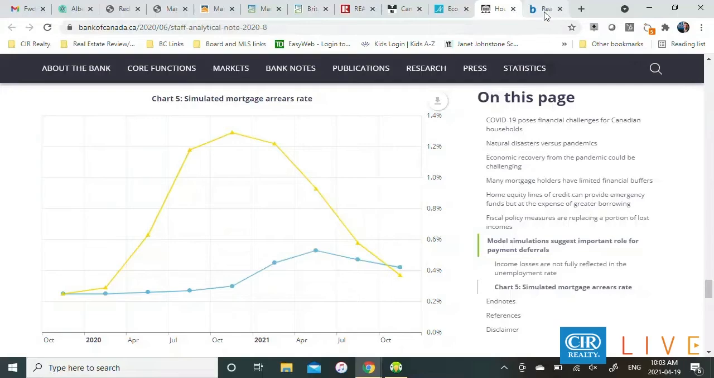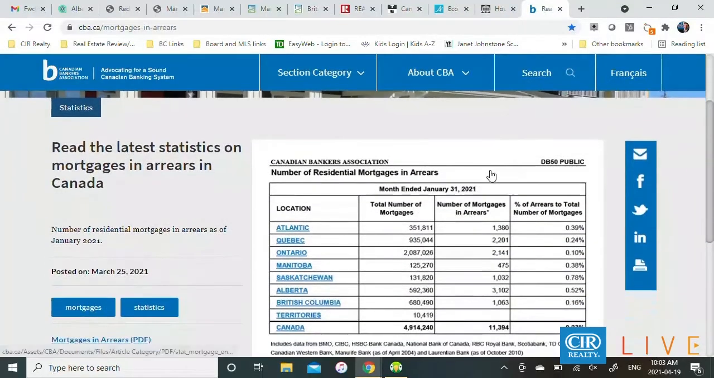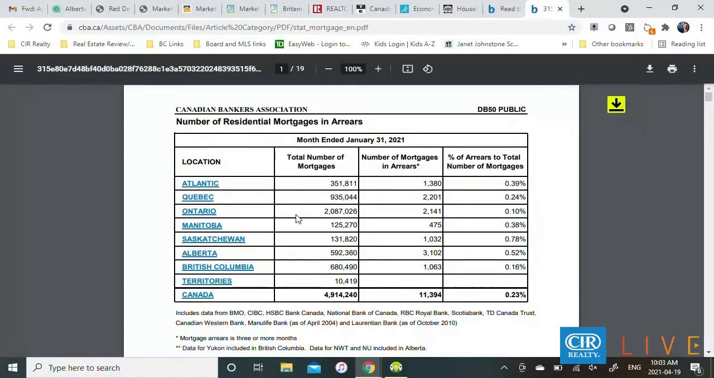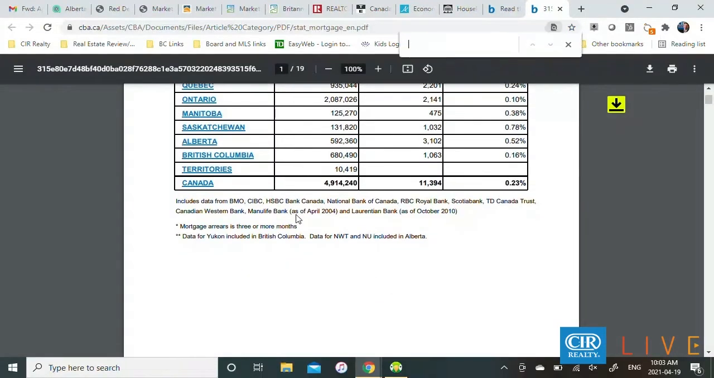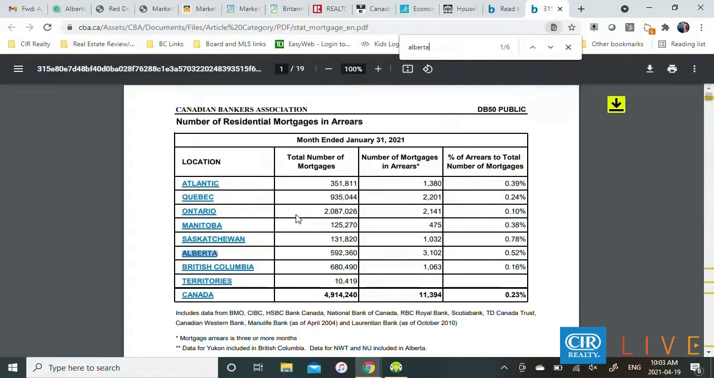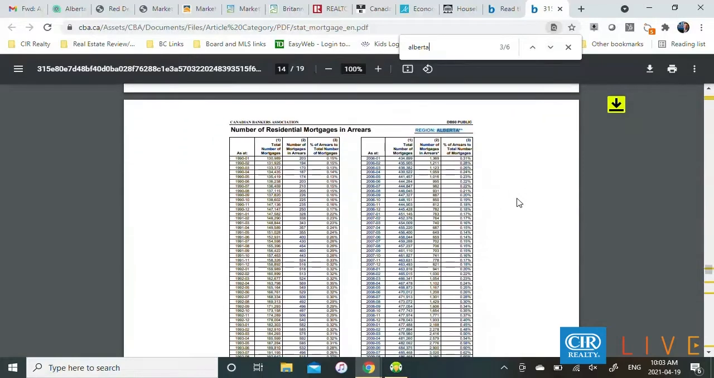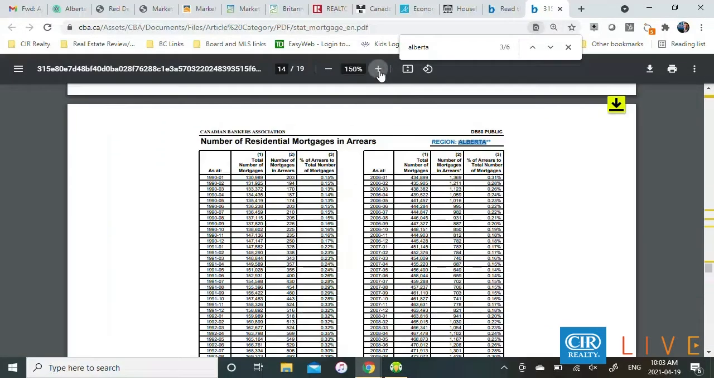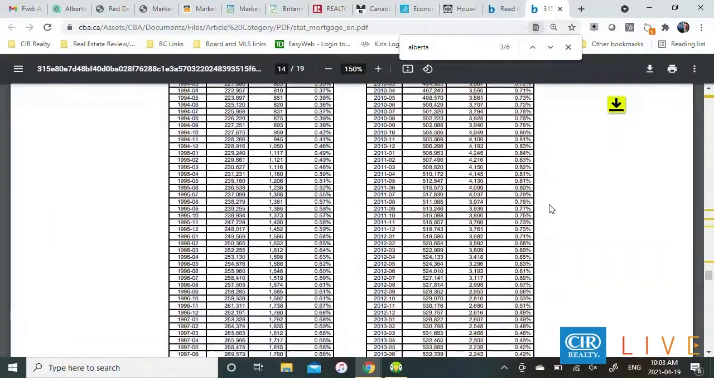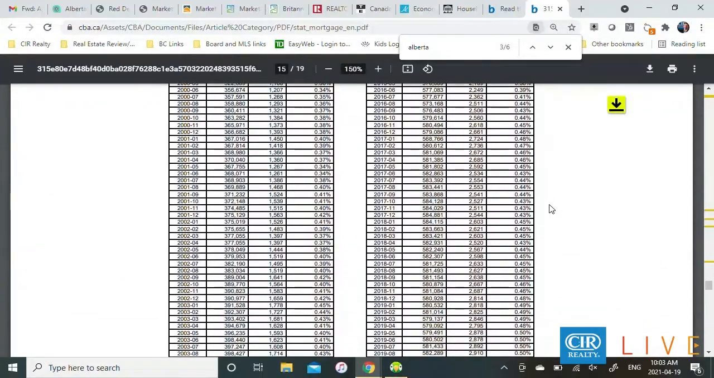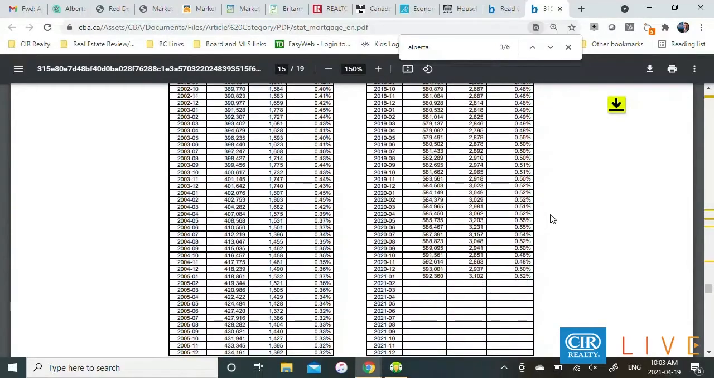I think this is fascinating because of what ended up happening, and I'll send out an email with all of these links so that you guys can take a look. I'm going to scroll down to Alberta. And I don't know if you can see these numbers okay, but these are the numbers of mortgages that went into arrears in Alberta alone.